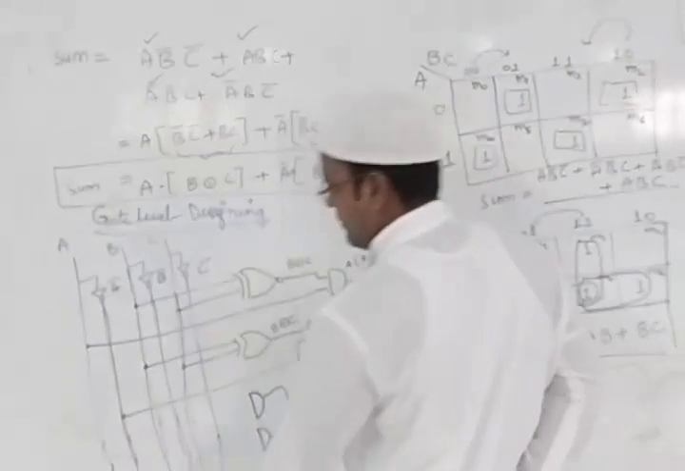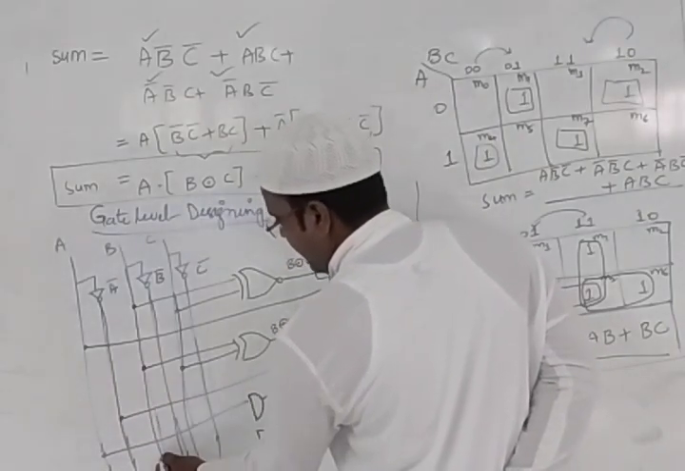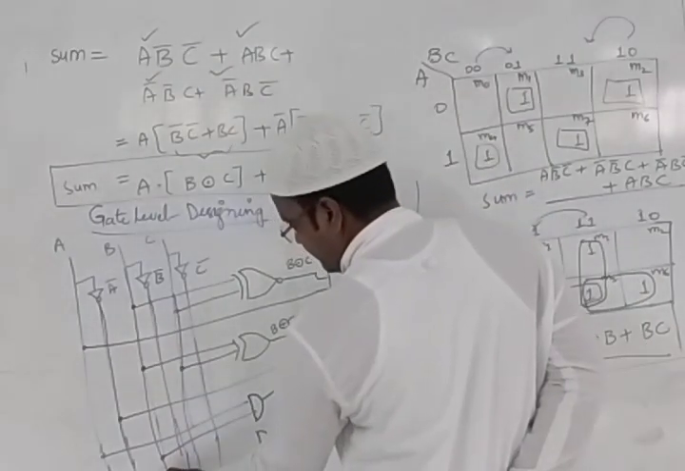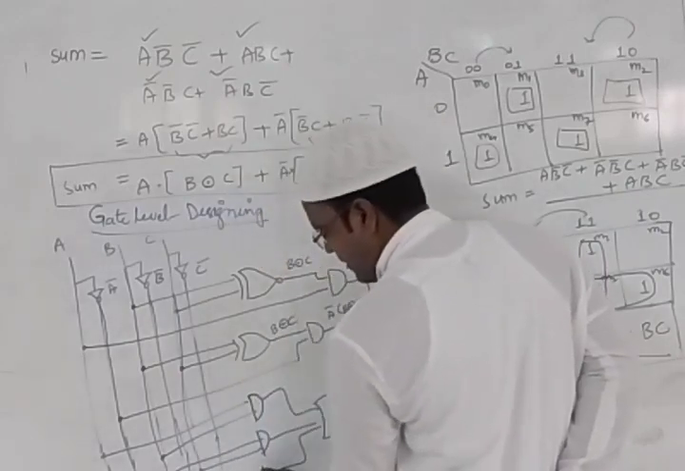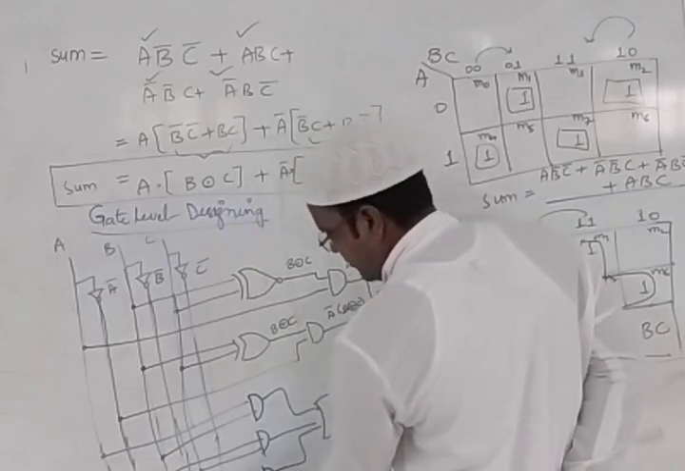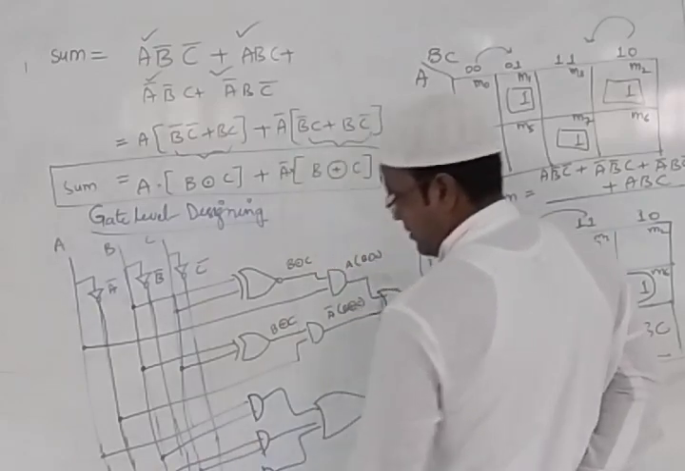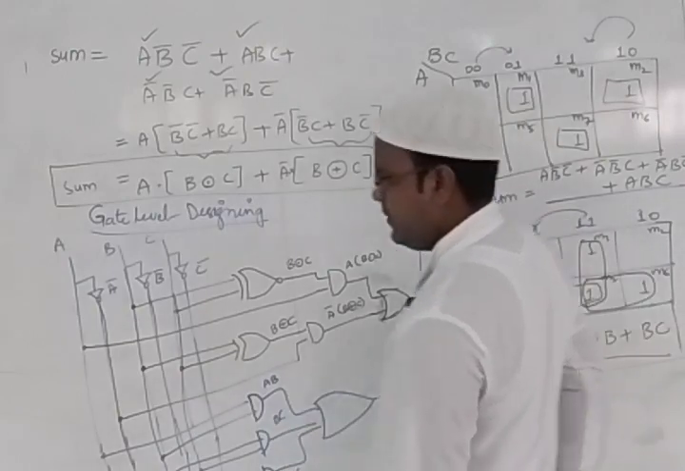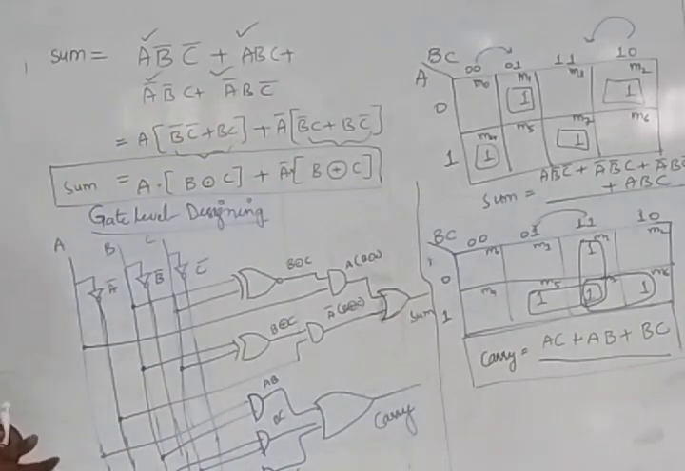So what is the first connection? AB. So this is your A, this is your B. Next connection is for BC. So this is your B, and this is your C. Next is for AC. This is your A, this is your C. So we connected with AC. Okay, so this is your AB, BC and AC. So these three need to be added. Then we'll get the output for carry. So that's what we did.